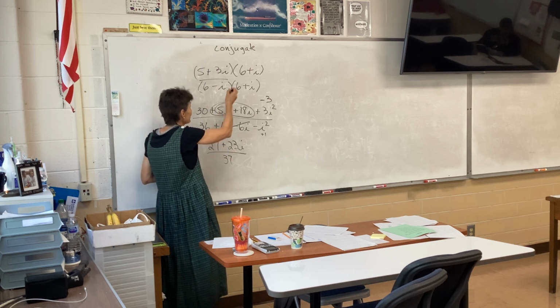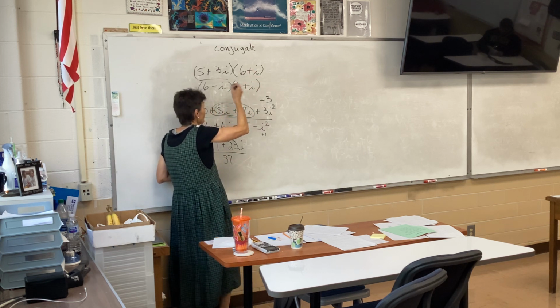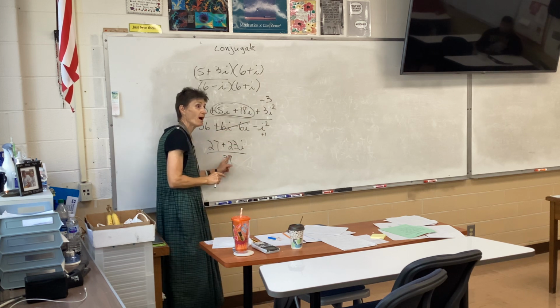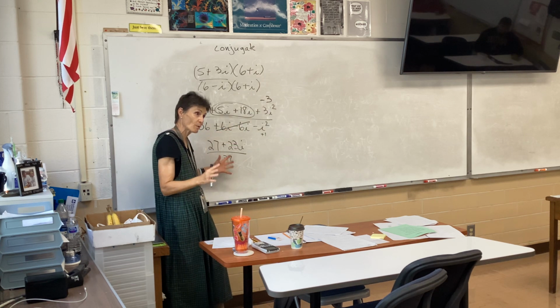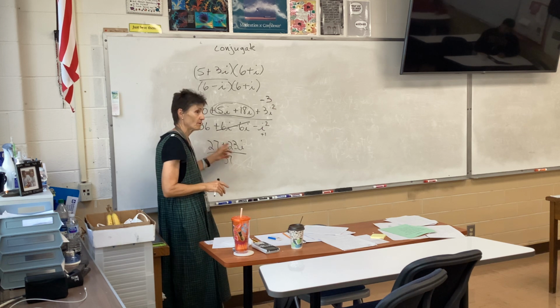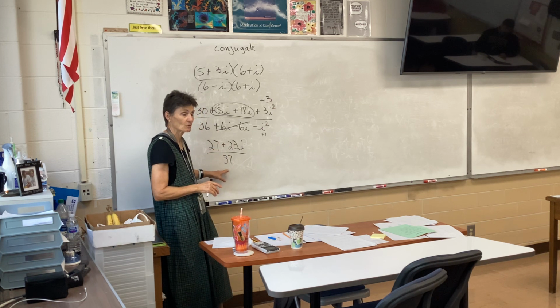So by doing this operation, multiplying the top and bottom by the conjugate, it turned the denominator into just a regular number. That was the goal. i's are fine up here, that's okay, but not in the denominator, so that's how we took care of it.